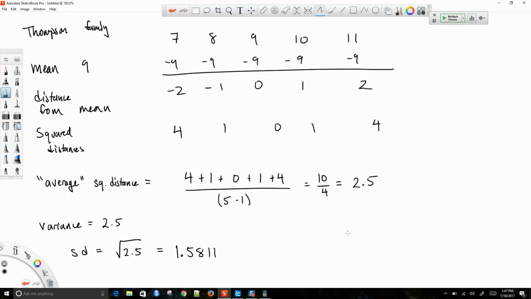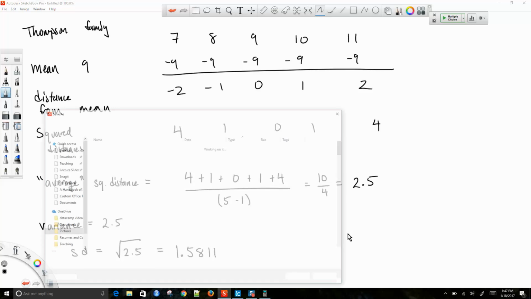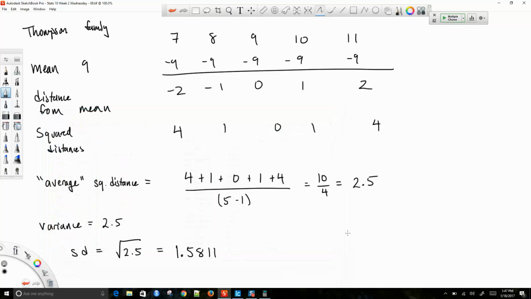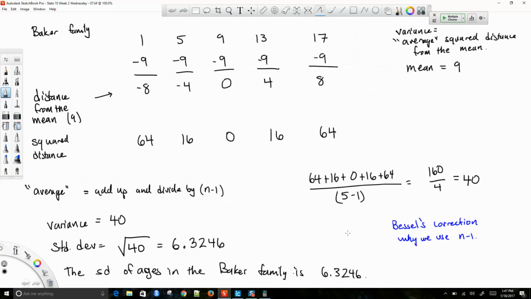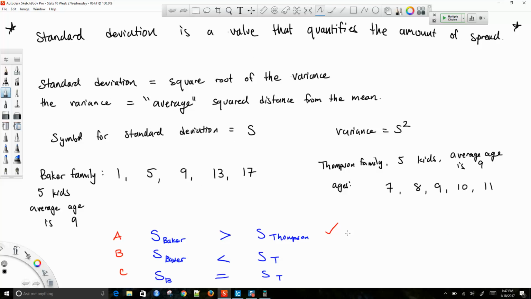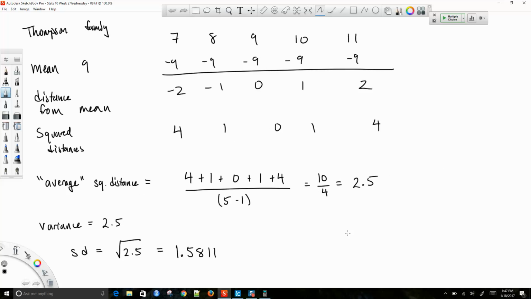Indeed, when we calculated the standard deviation for the Baker family and the Thompson family, we see that the standard deviation for the Baker family is greater than the standard deviation for the Thompson family. And so again, the big picture is that the standard deviation is just a number to quantify the amount of spread that we have in our data.